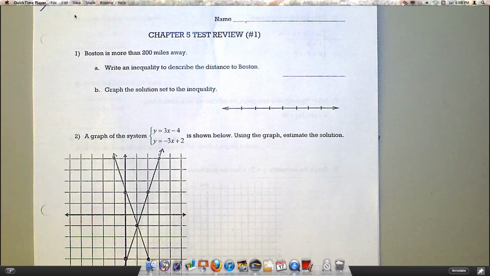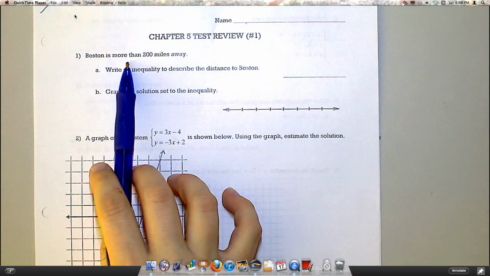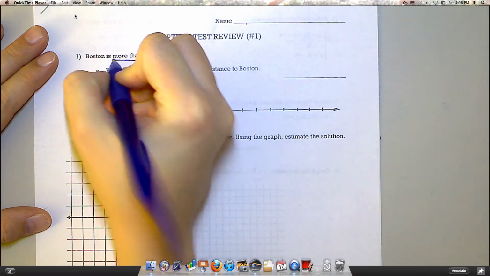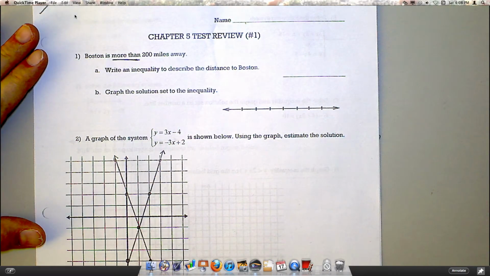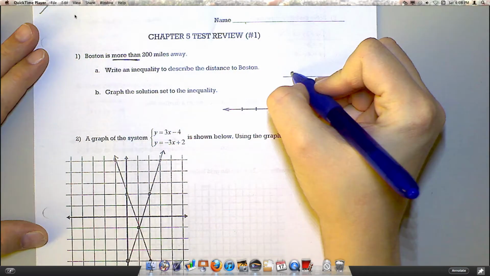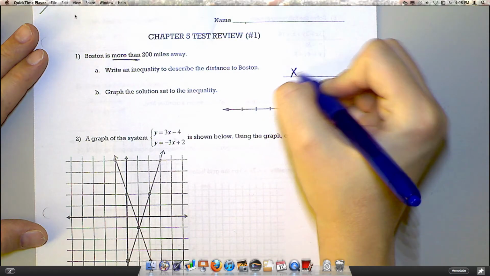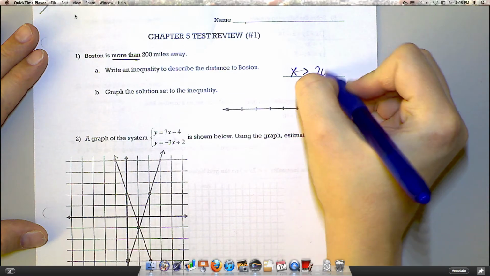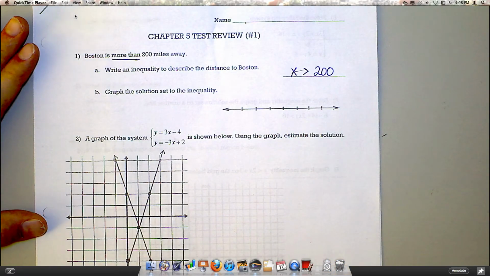Numbers 1 and 2, I will say on this packet, if you're having trouble with them, I bet you're working too hard. These are very, very simple questions that look like they're asking you to do a lot more than they really are. This first one is just saying, if Boston is more than 200 miles away, what inequality would we use to show that? Well, I'm going to say that x is my distance from Boston, and that is greater than 200. That's all that one's asking me to do.